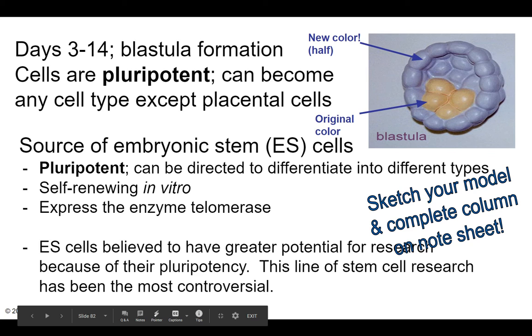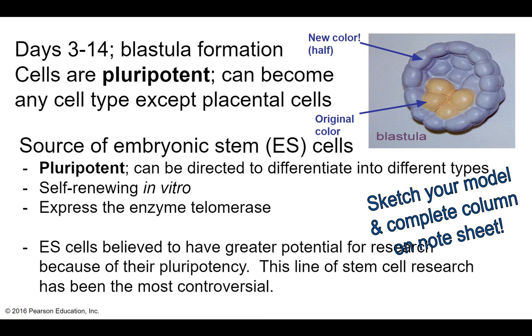Some people think these have a bigger potential for research because they are pluripotent. But this is where all of the stem cell controversy is. This is the type of research that's the most controversial. Because obviously, if you take out that little cluster of cells in the middle, you have taken the entire developing embryo, and it will not develop into an organism. So this is the type of stem cell research that's really, really controversial. There are other sources for stem cells besides these, and we'll talk about that in just a little bit.